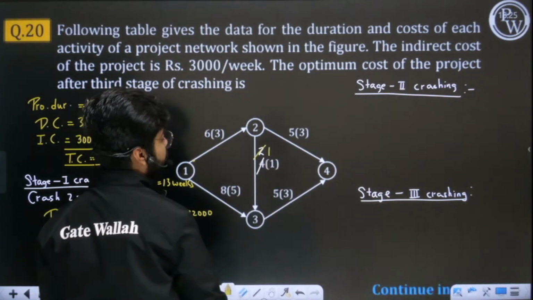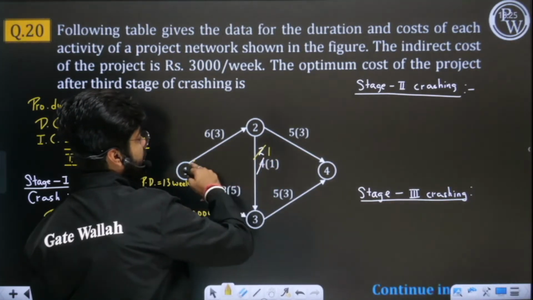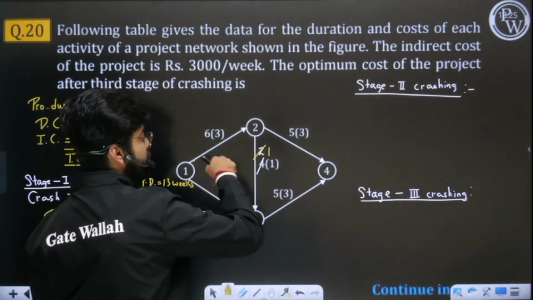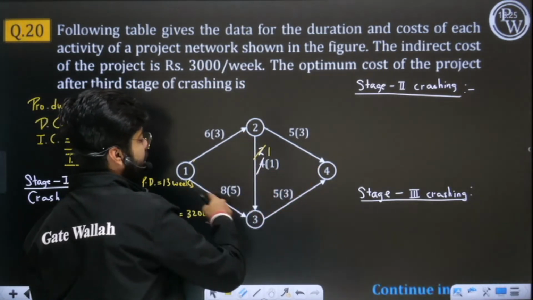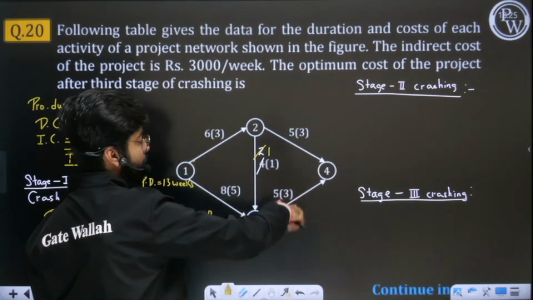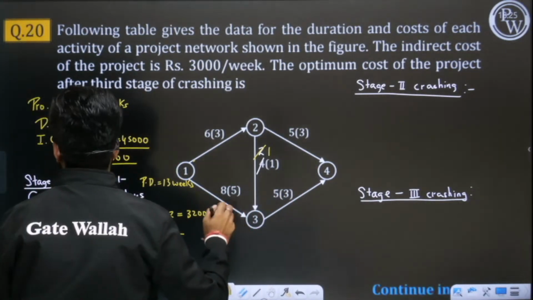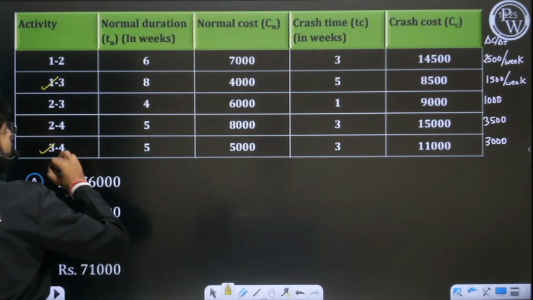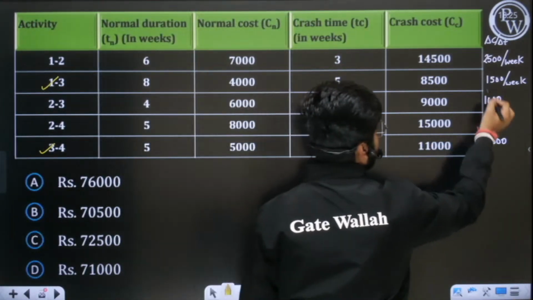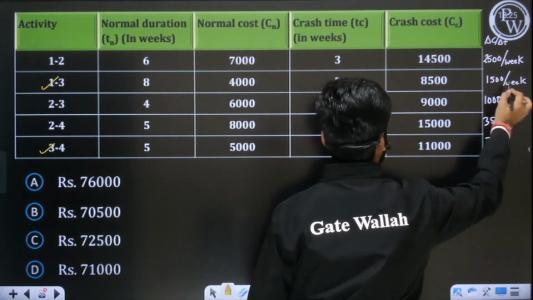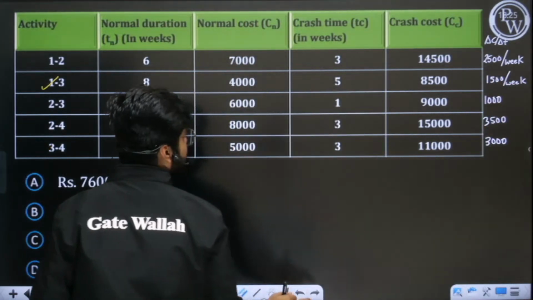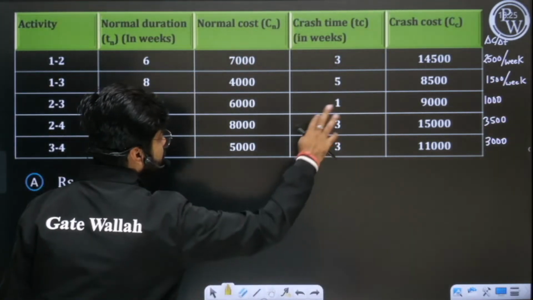Yes sir, we can reduce by 1 day. If this is reduced by 1 day, it will be 12, because initially it was 13. Now we have to reduce 1 day from here also. Out of 1-3 and 3-4, sir, 1-3 is good, we will reduce 1 day from here because it has the least cost slope.